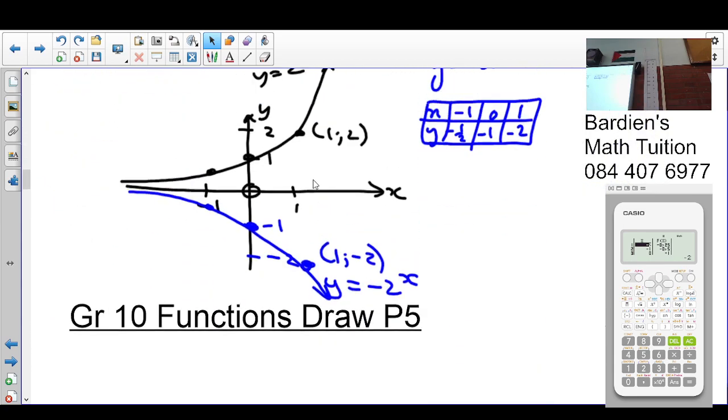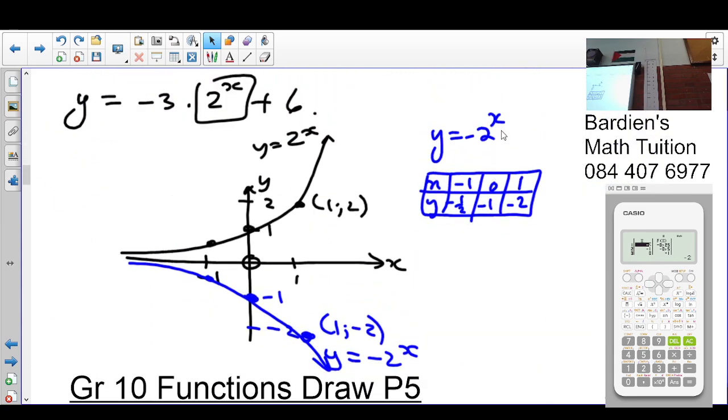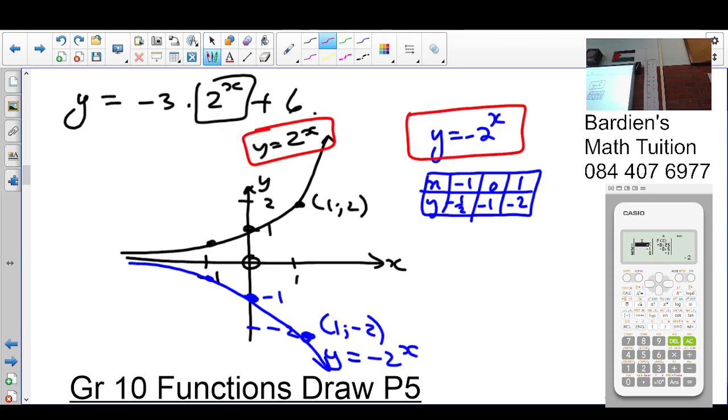Just coming back to this here, what do you notice about the two graphs? We see that it is reflected in the x-axis. But if you compare the two equations, what do you notice? It's a negative in front of the function. Not so? So that's now a rule for us. Okay, so you write this rule down.